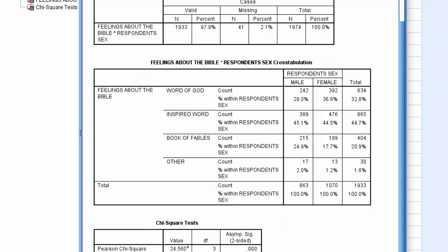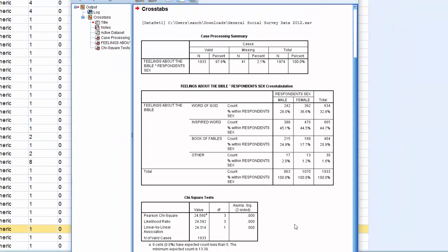The first paragraph, I'm going to want to create my hypothesis, state that my research hypothesis is that I believe that gender influences feelings about the Bible, and in particular, I feel that males will be more likely to say that the Bible is a book of fables compared to females. And I'm also going to set my alpha at 0.05.